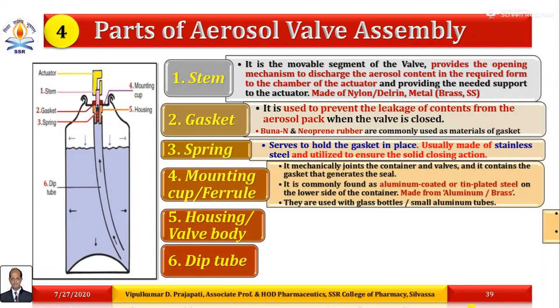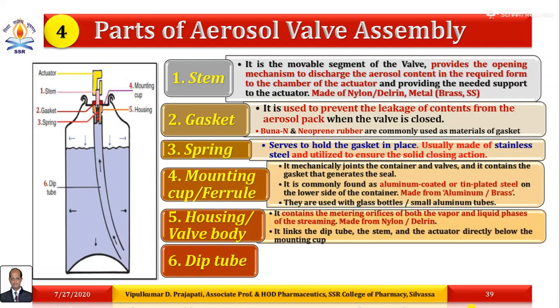The fifth is known as housing or valve body. It contains the metering orifices for both the vapor and liquid phases of the streaming, made from nylon or Delrin. It links the dip tube, the stem and the actuator directly below the mounting cup.